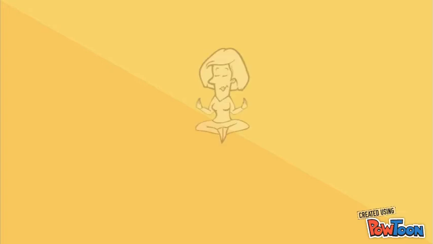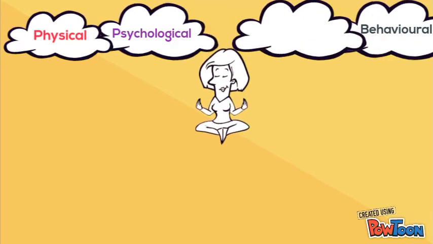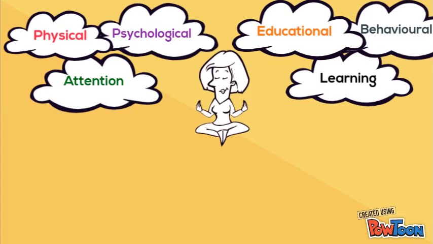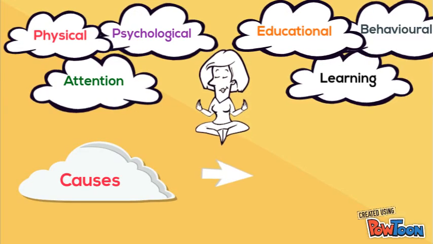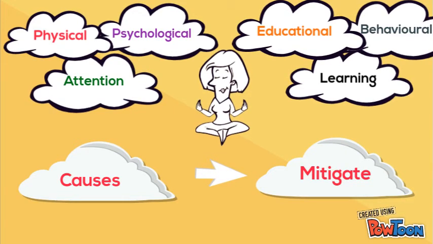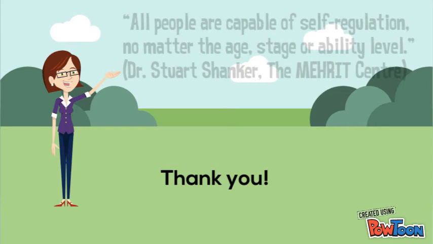Studies have shown that self-regulation lays a foundation for a child's long-term physical, psychological, behavioral, and educational well-being. The focus is really to understand the causes of problematic behavior and then attempt to mitigate them to promote students' success. This is a growing area in research, and the goal is to really allow children to be able to thrive in their environments and to promote their success.